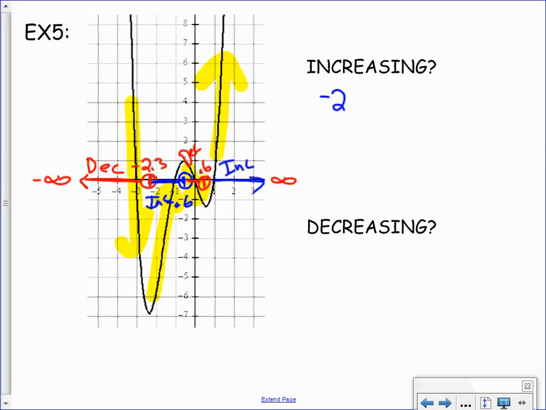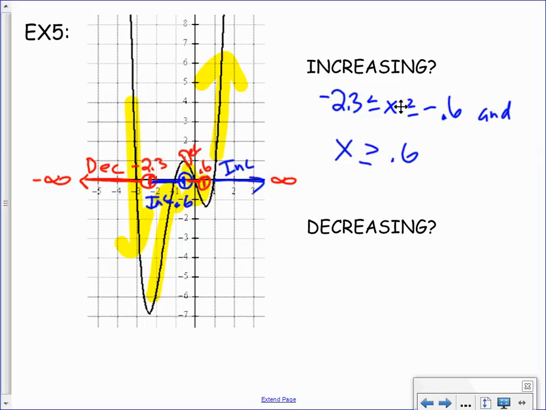So -2.3 is less than or equal to X, less than or equal to 0.6, and 0.6 to infinity, so therefore X has to be greater than or equal to 0.6. Is that right? There's 2 increases. Right? Here to here, and then from 0.6 to infinity. True? Sure. Okay.